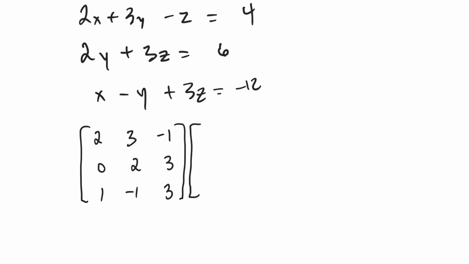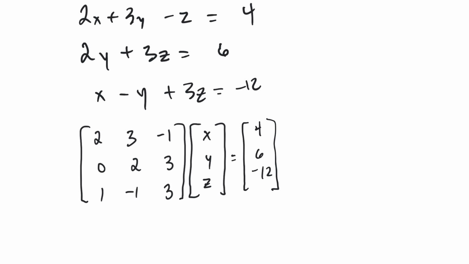The second matrix I'm going to write out is the variable matrix x, y, and z. That's important because I wrote it down in that order. I put x first, y second, and z third, right? Every time I write that out, if they're out of order, then when I go to do the problem like this, I won't get the right solutions. And that's going to be equal to those constant values, 4, 6, and negative 12.